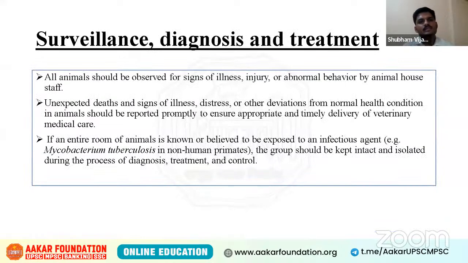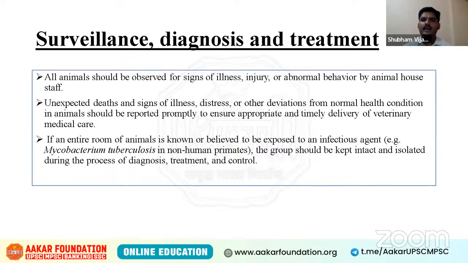Now, the next one is surveillance, diagnosis, and treatment of animals. What legal procedures are there? We'll see. All animals should be observed for signs of illness, injury, or any abnormal behavior by the animal housekeeper. Then unexpected deaths, signs of illness, distress, and other deviations from normal health, of any type in animals, should be reported promptly to ensure proper veterinary care. No issue if the animal is suffering from any cause; if it shows signs of illness, distress, pain, or injury, that animal must get essential veterinary care as soon as possible.